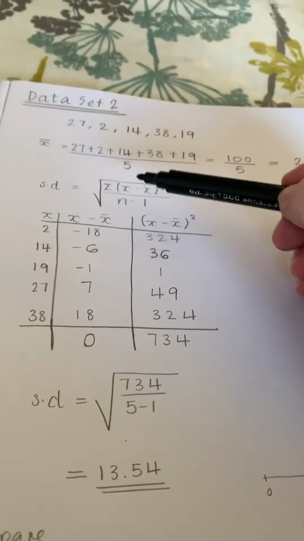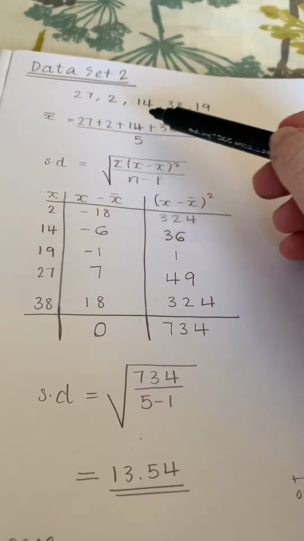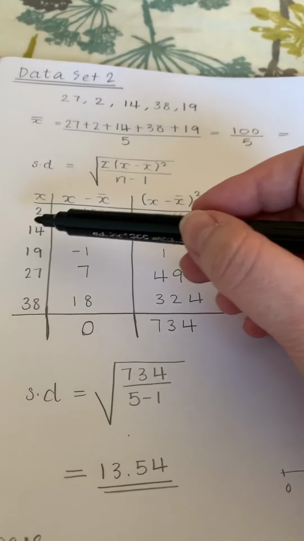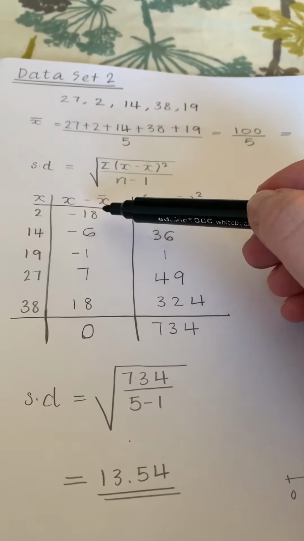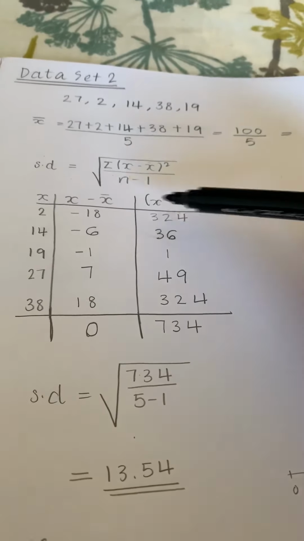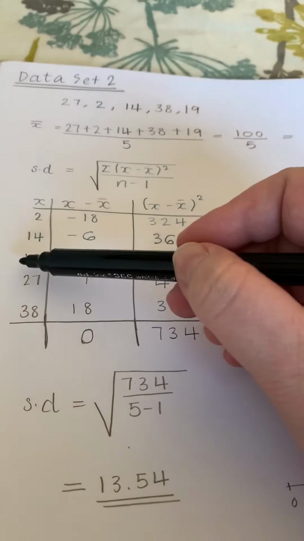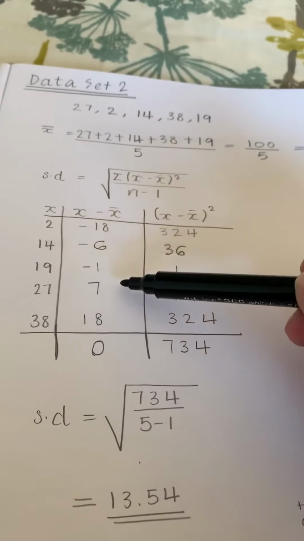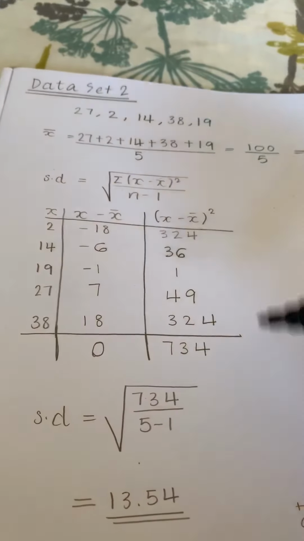So if we follow through with this formula again, the first thing I do, I've listed all the data, I've listed them in order this time. Then I've taken the mean away from each, so 2 take away 20 is minus 18, and this is where I've worked across the page and I've squared that as I went. 14 take away 20 is minus 6, squared is 36. 19 take away 20 is minus 1, squared, and so on. 27, 7, and then when I take 20 away from this and square it, I get another 324.